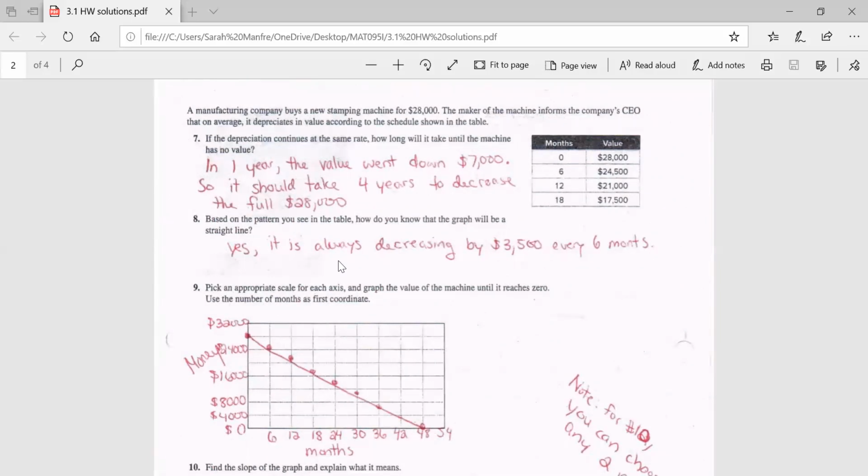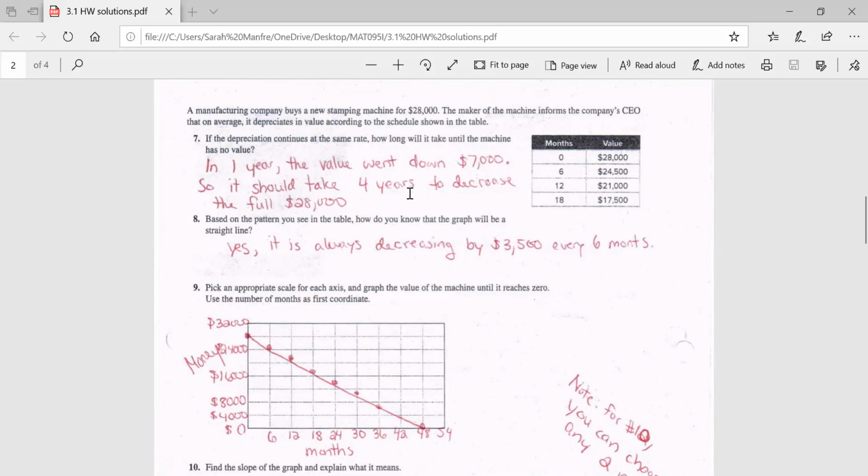If the depreciation continues at the same rate, how long will it take for the machine to have no value? So if we wanted to have no value, that means that this column, the value column, we would need to be at what? What amount would mean no value? Well, that's 0. So we know that if in 1 year it goes down $7,000, then it would take 4 years to decrease a full 28,000.